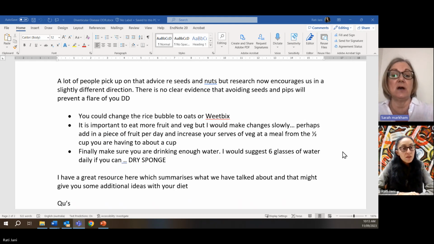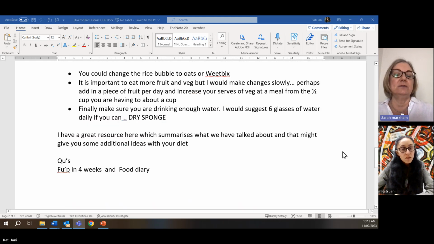And then add in some fruit, maybe just keeping to one piece a day to start with. Do that for a few days, and then maybe start to increase your vegetables and salads. I can see that at the moment you're only having half a cup of those, so then you could start to increase to about a cupful of those.